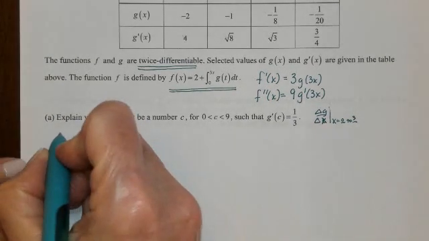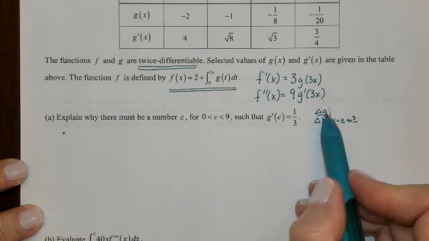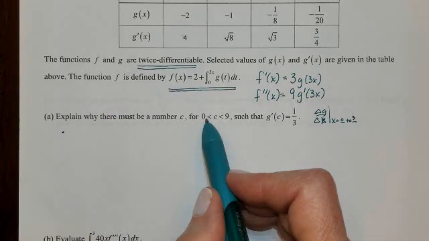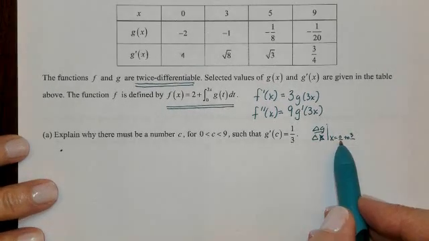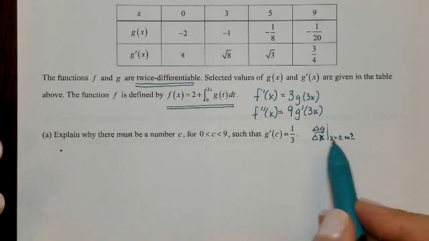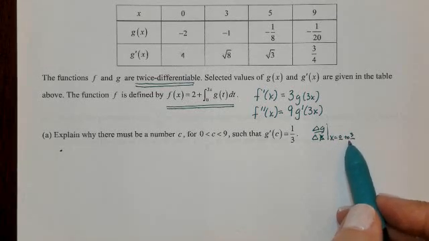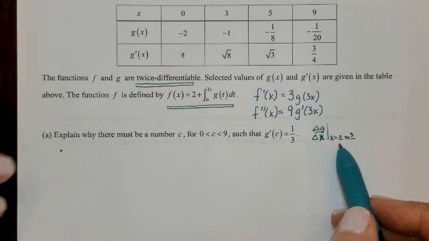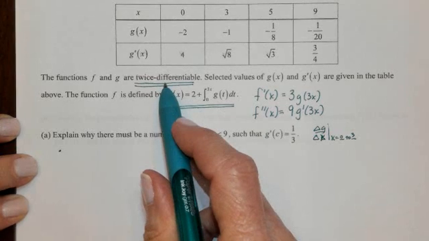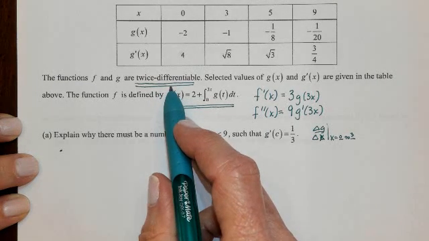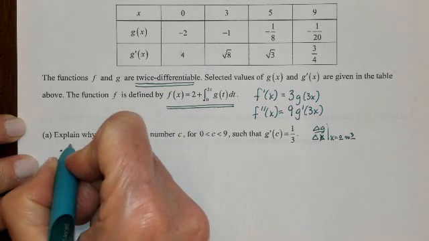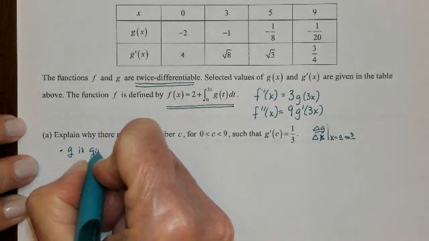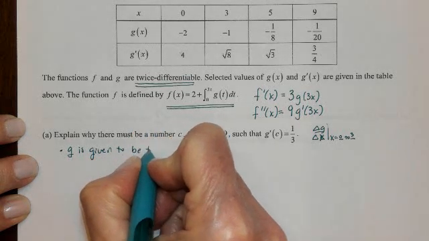So to use MVT, I need to first say that this function g is continuous on the closed interval and differentiable on the open interval. Since we're using 0 and 3, specifically we need g to be continuous from 0 to 3 inclusive and differentiable from 0 to 3 not including 0 and 3. Since we are given that g is twice differentiable, we know that g is continuous and differentiable for all values of x. So that's what I'm going to say. G is given to be twice differentiable.